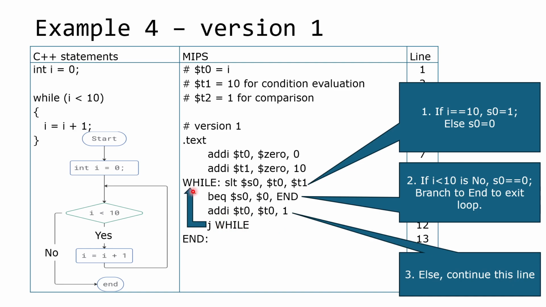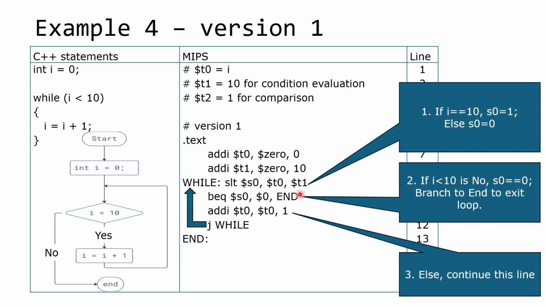As you can see, they will repeat this instruction, and then again this will be tested. Because I is equal to 1 now, is 1 less than 10? Yes, true, so S0 will become 1. Is it equal to 0? No, so we continue again. This will be repeated until T0 is equal to 10.